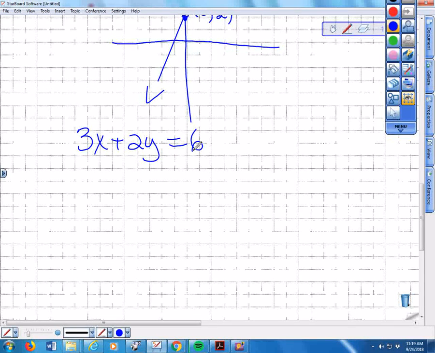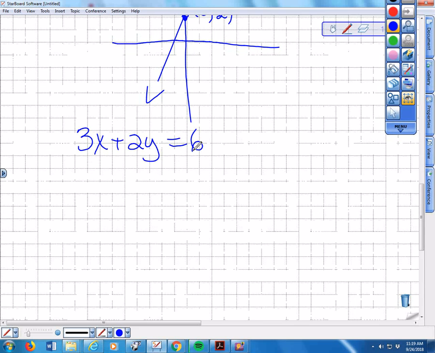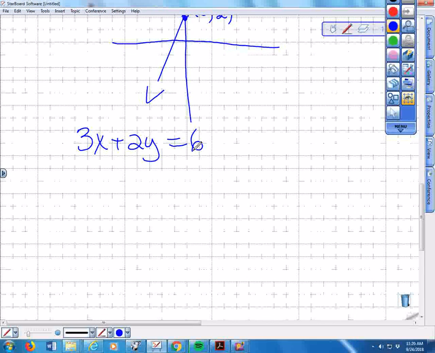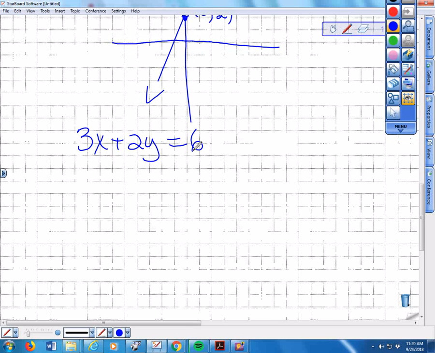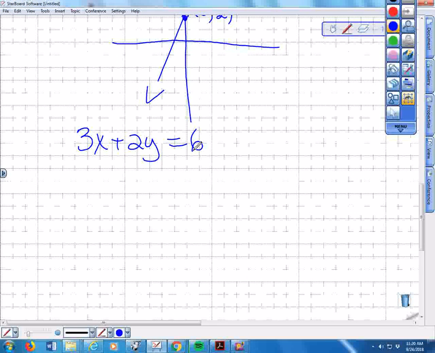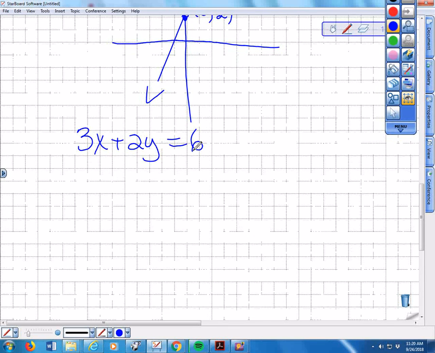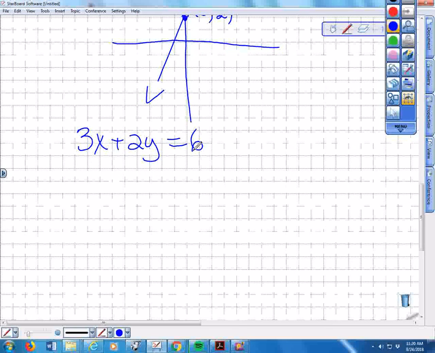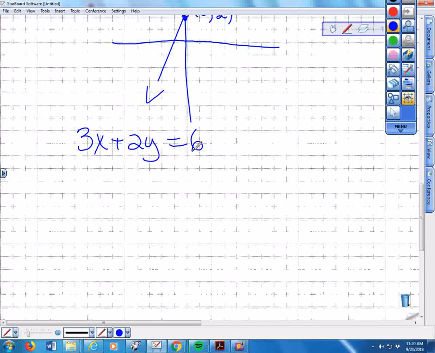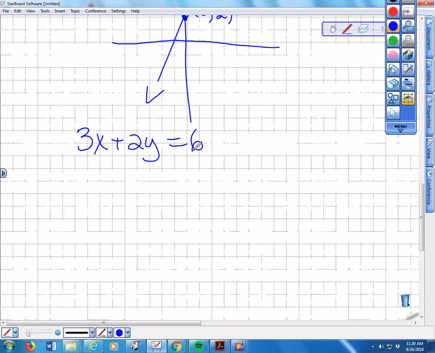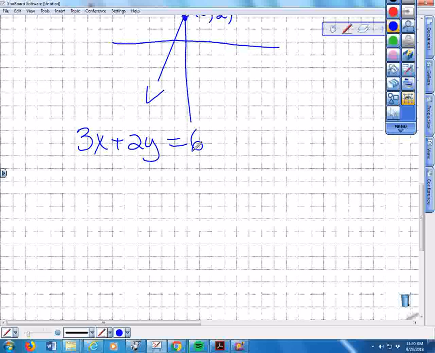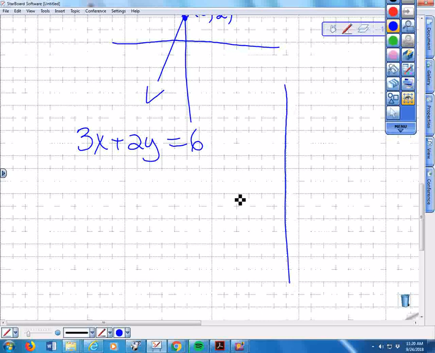Not the fastest way to graph it, because you're going to have to do some algebra to get it done. The fastest way to graph it when it's in standard form is to find your x and y-intercepts. And just covering up x, when x is 0, that's my y-intercept. Solve for y. Y is 3. When y is 0, I cover the y term up, and I solve for x. X is 2. And then all I've got to do is graph those intercepts.